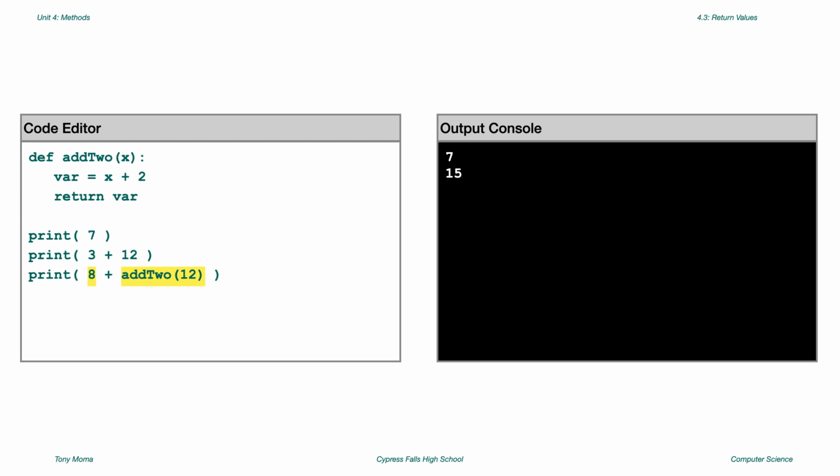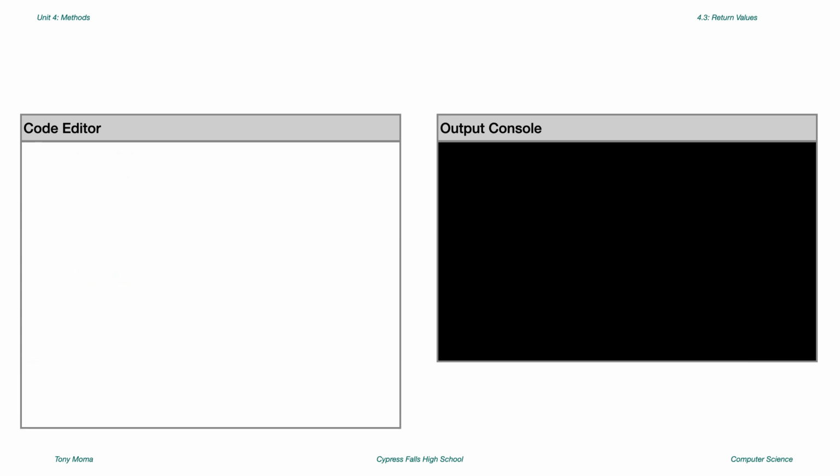Here we're adding 2 to the value 12. What's 12 plus 2? 14. So 14 gets returned. Both calls have now been evaluated. Now they can be added. 14 plus 8 is 22. 22 gets printed out.